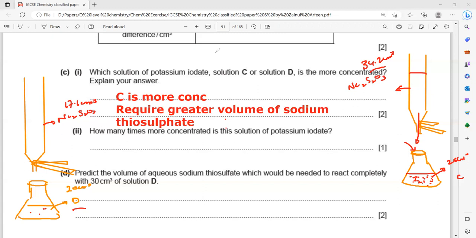How to work out the ratio? If you check for this one, reacting with C we need 34.2 cm³ for a reaction, and for reaction with D, we need 17.1 cm³. So how to take the simplest ratio? To take the simplest ratio, you divide by the smallest value. The smallest value is 17.1 here. This is also 17.1. So what is the answer here? This will be 2 and this will be 1. So it shows that C has double the concentration because it required double the volume.